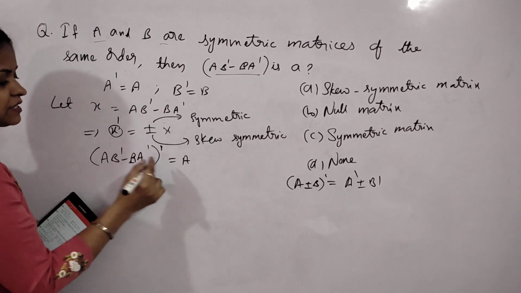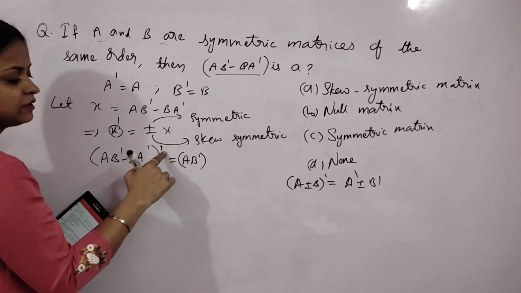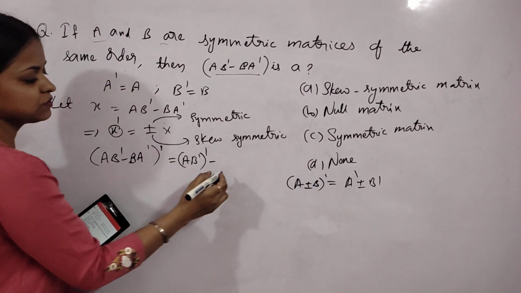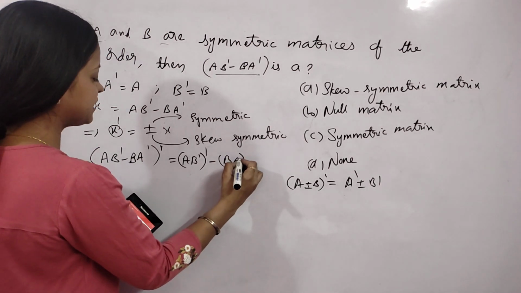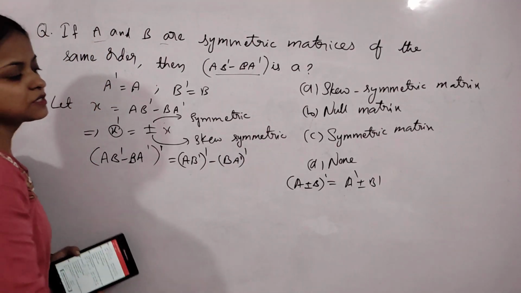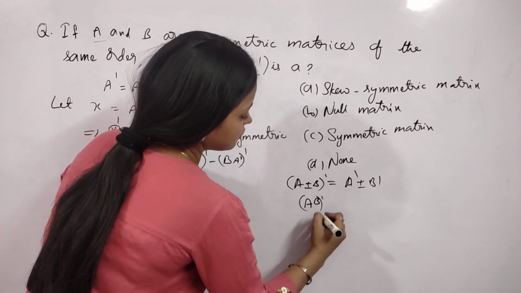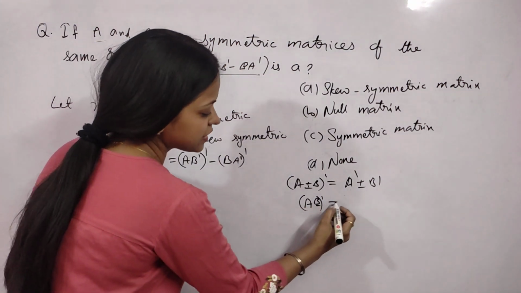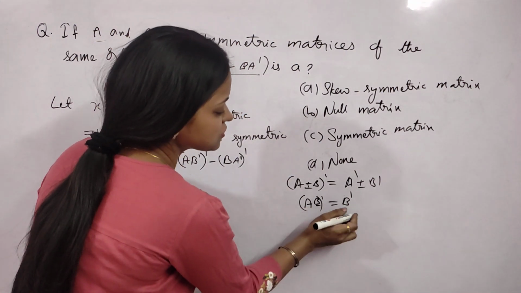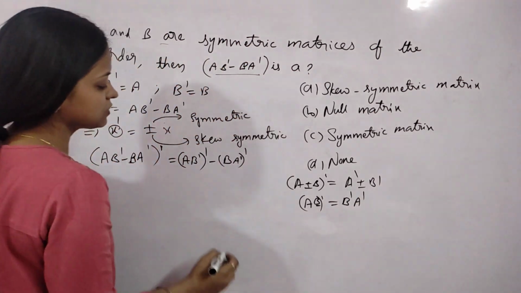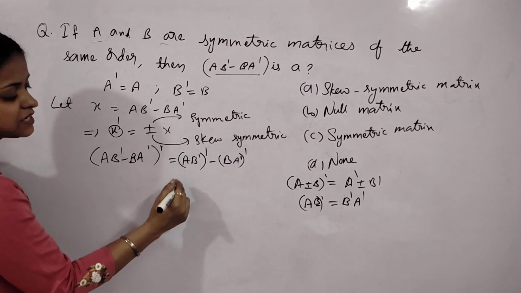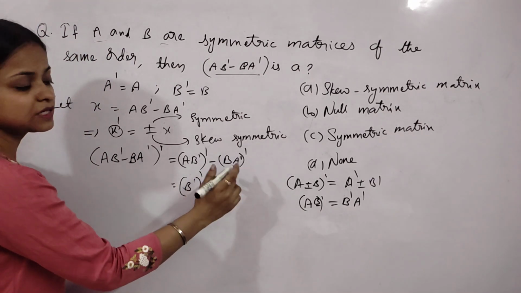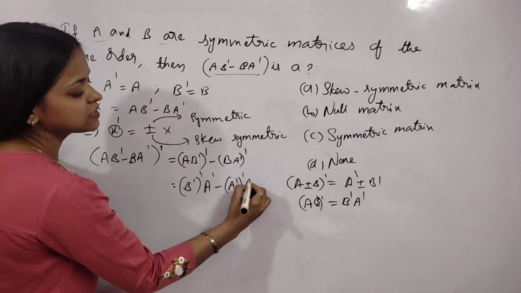So here the first term is (AB')' minus, and the second term is (BA')'. Now we have another formula: if we take the transpose of a product of two matrices, the transpose of the second matrix comes first, then the first matrix. So first comes (B')' A', minus, here the second matrix (A')' B'.